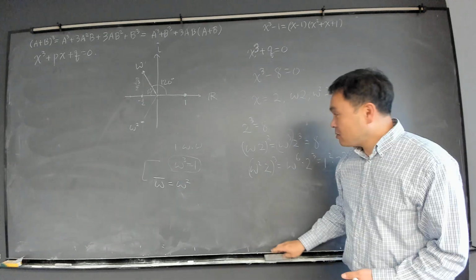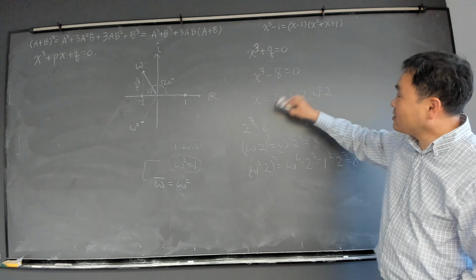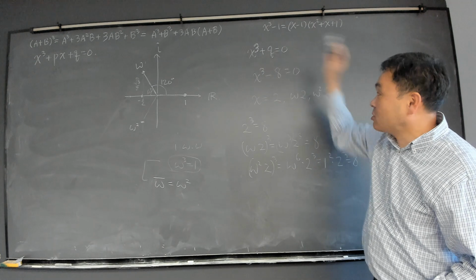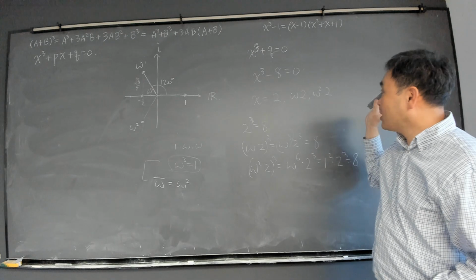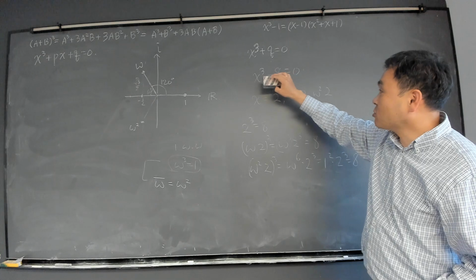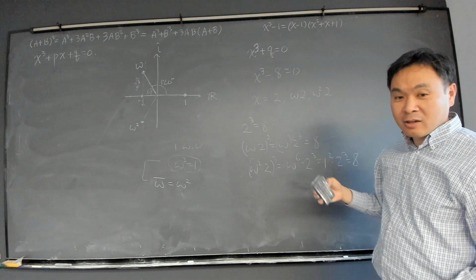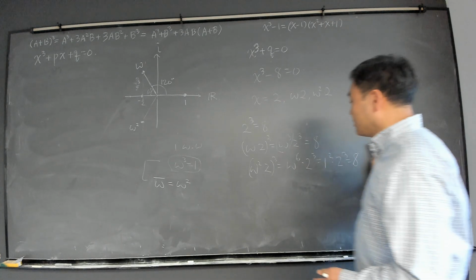So it will turn out that for any cubic equation that looks like this with p equal to 0, you can solve it by first finding one solution, and then you just multiply by omega and then multiply by omega squared.